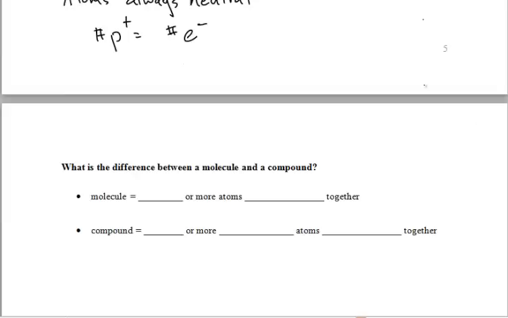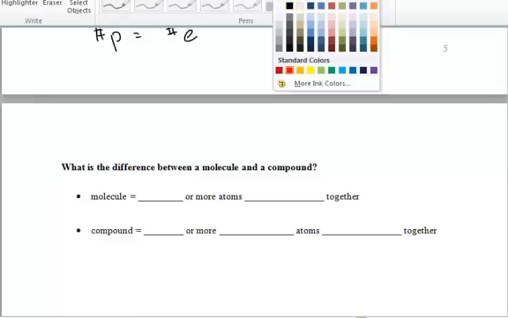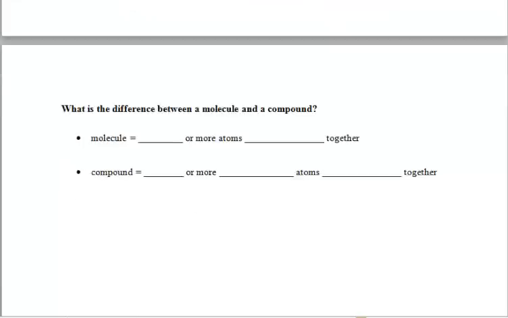So that brings us to what is the difference between a molecule and a compound. The difference is very subtle, but it is relevant. So a molecule is simply one or more atoms bonded together in some way, whereas a compound is one or more different atoms bonded together.